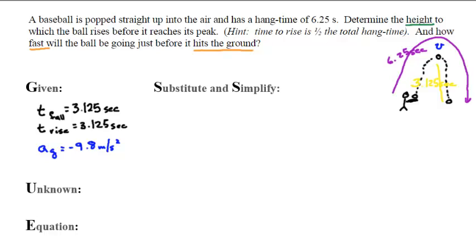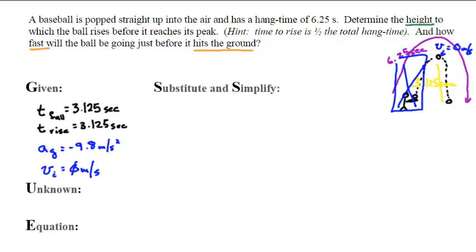And then, do I know anything else about the baseball? Do I know its velocity right here? It is 0 meters per second. Now, if I ignore this part of the diagram, that is a velocity initial. The unknown, the thing that I'm going to look for, is either height or velocity.